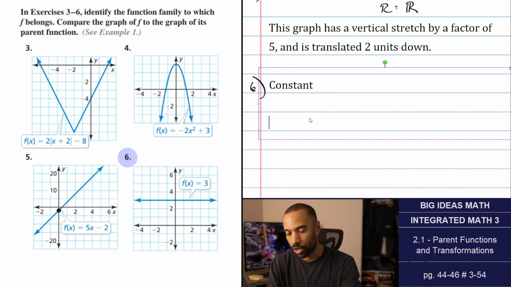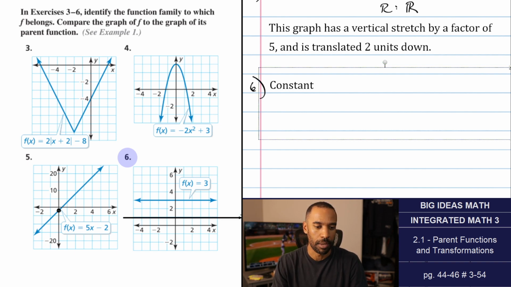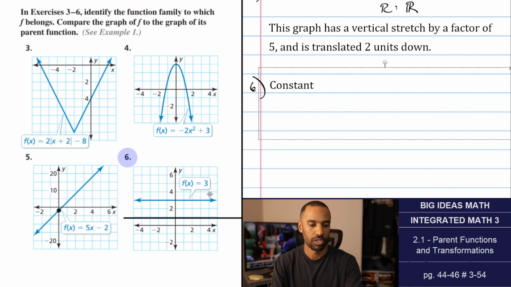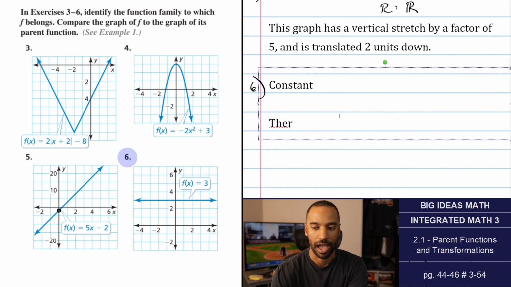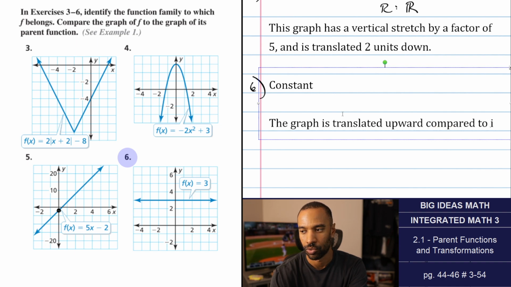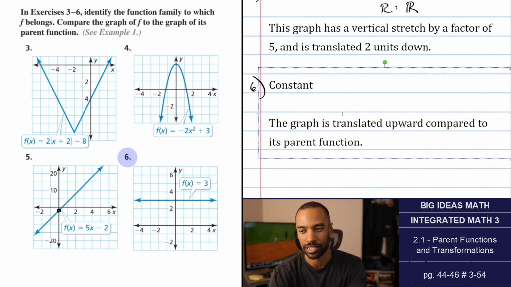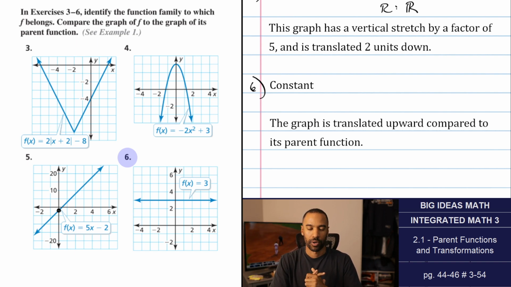But the original constant, which I would have believed would have been y equals 0, they put it at y equals 1. See, I'm more in the mindset of y equals 0 being it. I don't know why they don't do that, but it was originally at y equals 1. Now it's moved 2 units upward. The graph is translated upward compared to its parent function. I don't want to be incorrect and state 3 versus 2 or 2 versus 3 on that one there, but it's translated 2 units upward.